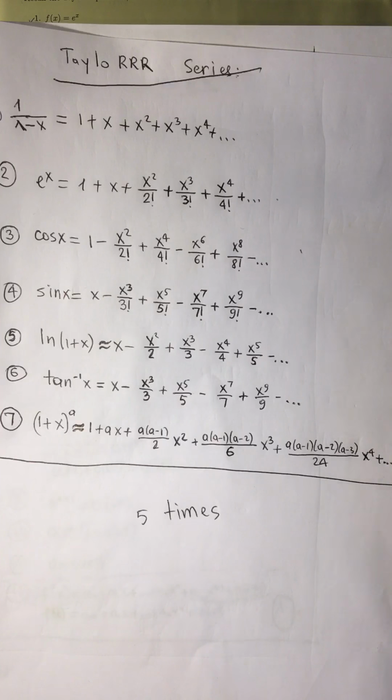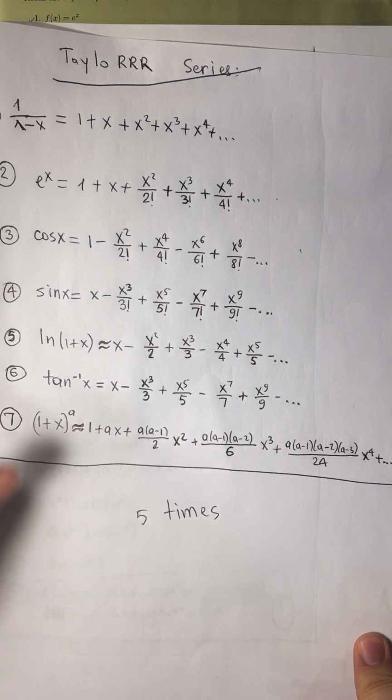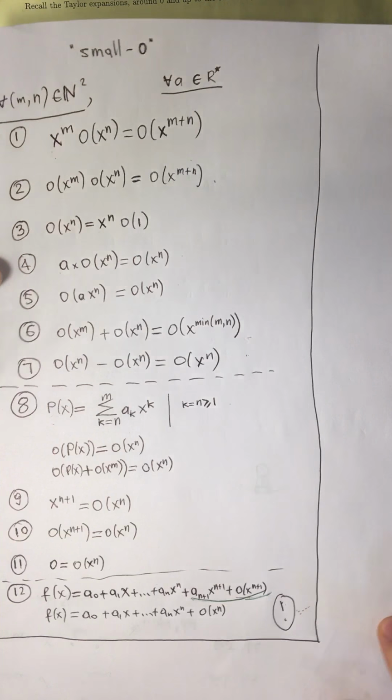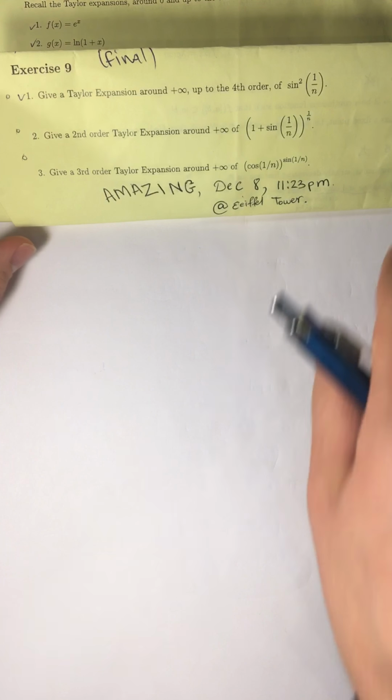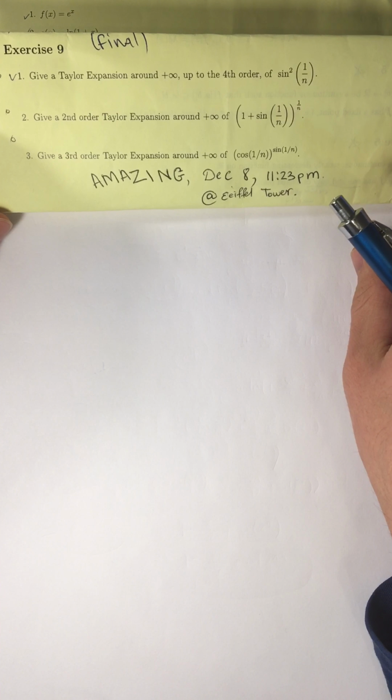Hey, so again, Taylor expansion. We'll be using these formulas, remember? And then the small o properties. So I'm going to put them away, and now let's focus on exercise 9. We'll be solving those 3 problems.